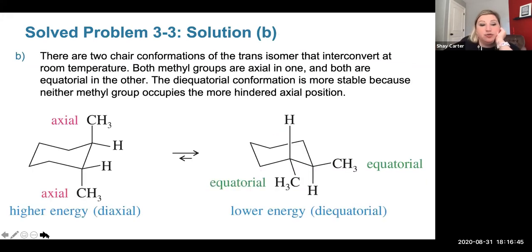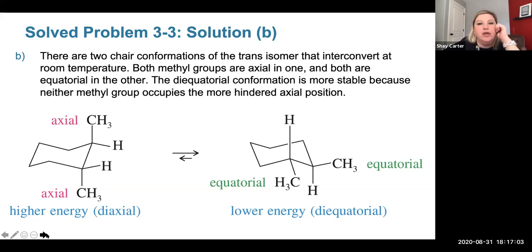Now, with trans, we have 2 chair conformations and the trans isomers that interconvert at room temperature. Both methyl groups are axial in one. One is up and one is down, okay? But this is higher in energy. Axial is always higher in energy.